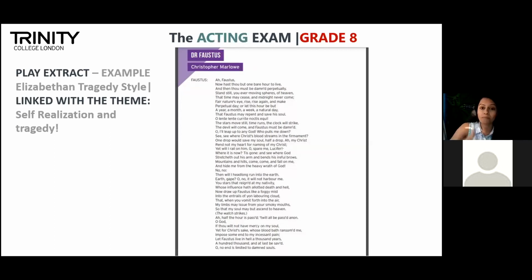So can anything come back? Those are the aspects of self-realization that we are dealing with. But towards the end, what has to happen will happen, and that is why it is a tragedy. Both of these plays are tragedies.